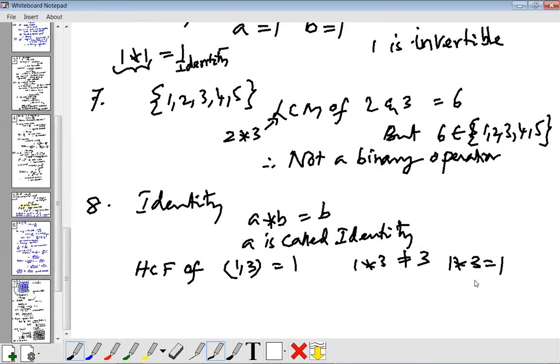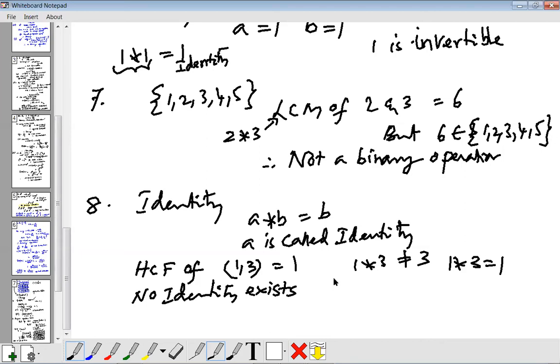Okay, so the question they are asking is, does there exist an identity for this binary operation. Okay, so you are not having any identity, therefore no identity exists. Yes, sir. No identity exists because you are always taking the lower one, not the higher one. Okay, so you take 1 and 3, HCF of 1 and 3 is 1. So it is not 3. Yes, sir. Okay, that's why no identity exists.